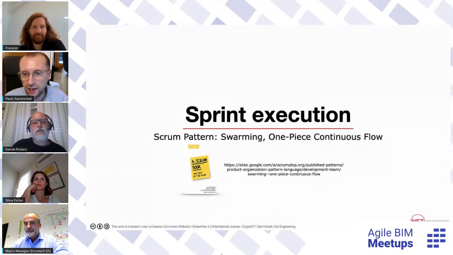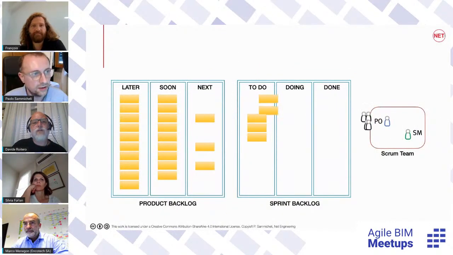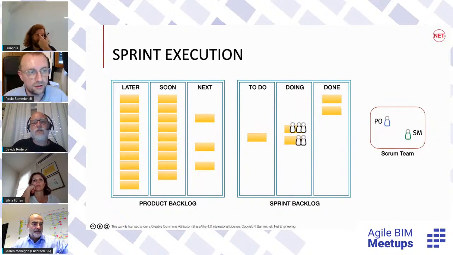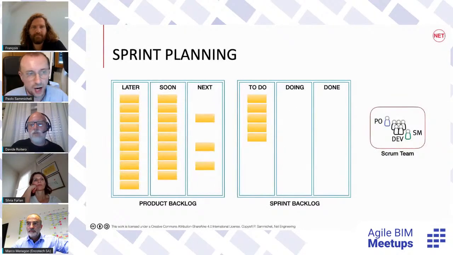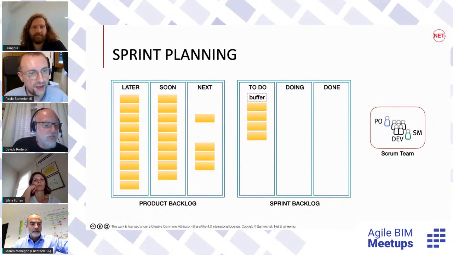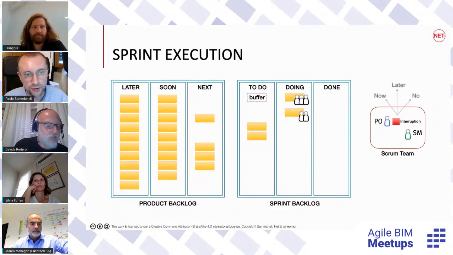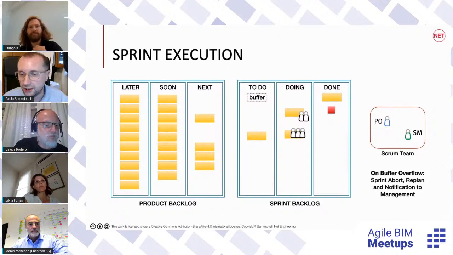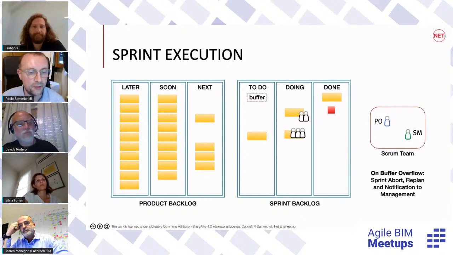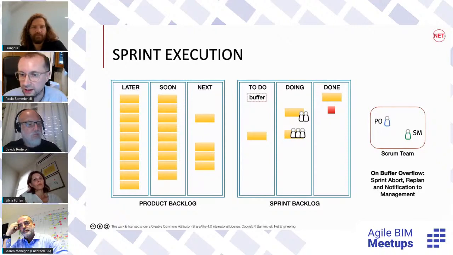Sprint execution. Okay, let's see again this animation. So this is sprint execution, the swarming pattern, and now the interruption. So basically we plan for less work, and then we start working normally, we have this interruption, the product owner decides if it's legit or not. In case you put it on a buffer, the first available developer or developers take care of it. They can even swarm around it if it's very critical, and then get it done. And then if we have too many interruptions, we replan, notifying the management or the stakeholders in advance if some dates are not met, so that they can know.